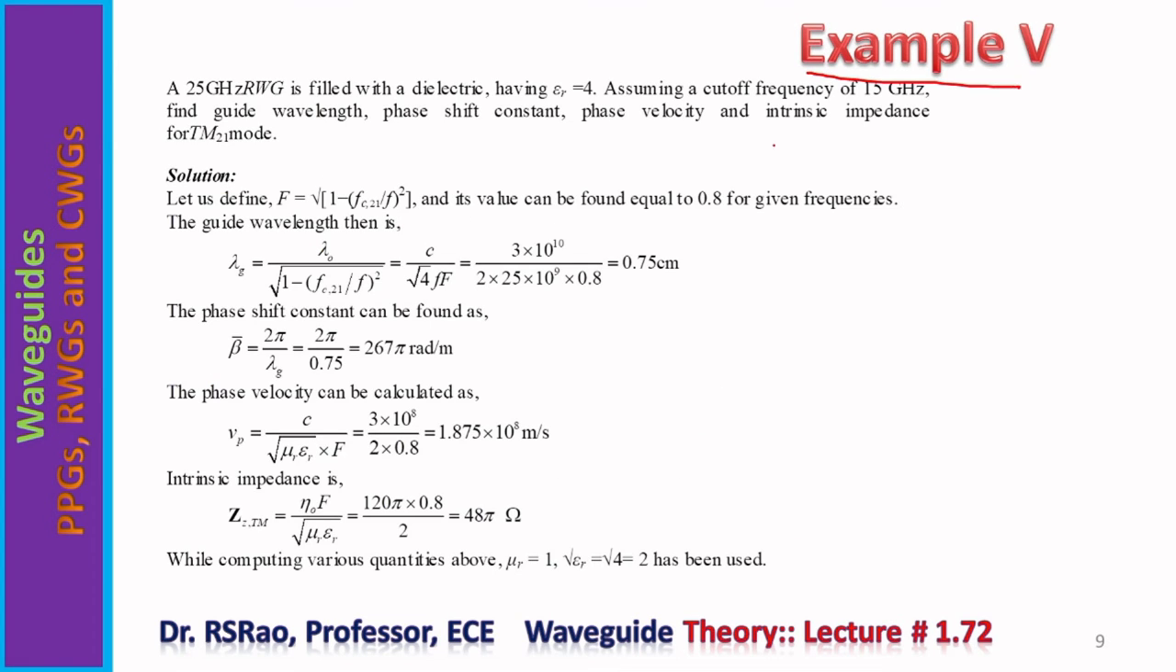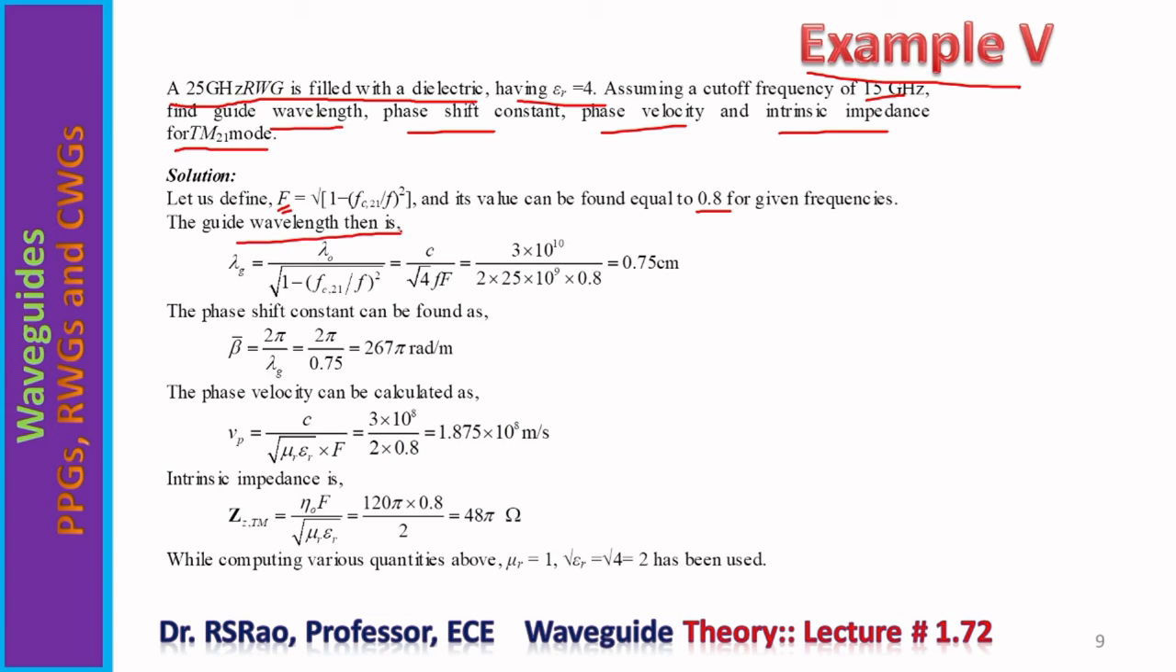Now another problem, example 5. A 25 GHz rectangular waveguide is filled with a dielectric having epsilon r equal to 4. Assuming cutoff frequency 15 GHz, find guide wavelength, phase shift constant, phase velocity, intrinsic impedance for TM21 mode. We first calculate factor F for the TM21 mode, and it is a simple matter of substitution. It can be found equal to 0.8.